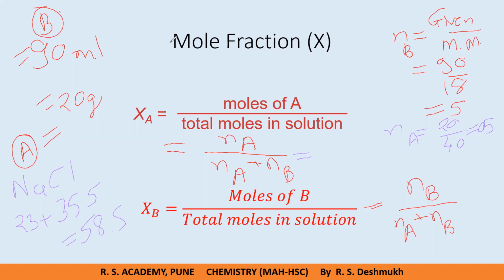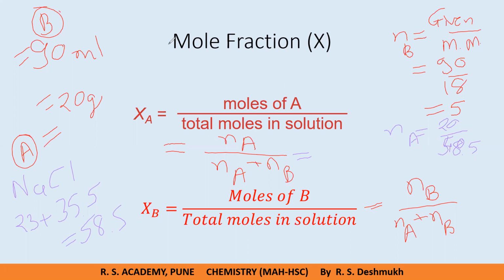Now it will become 20 upon 58.5. I have to find out how much it comes out to be. After that, 20 upon 58.5 becomes the moles of A. Now I know the moles of A. What is the formula here? The mole fraction of A is equal to Na, that is moles of A, upon moles of A plus moles of B. Moles of A you found is 20 upon 58.5. How much does it come out to be? It becomes near about 0.341.